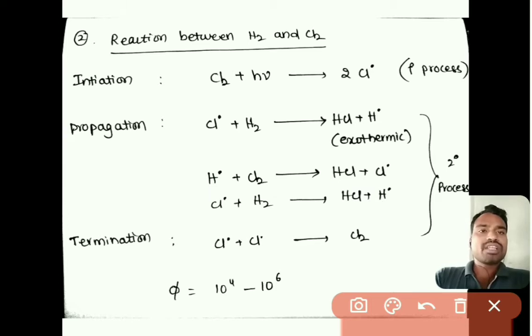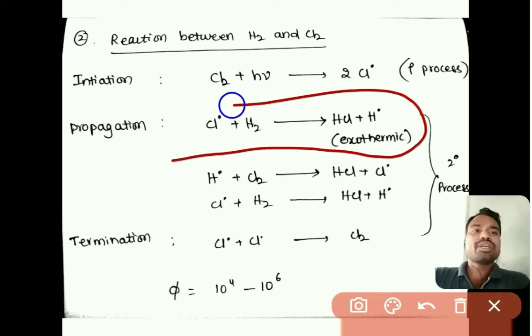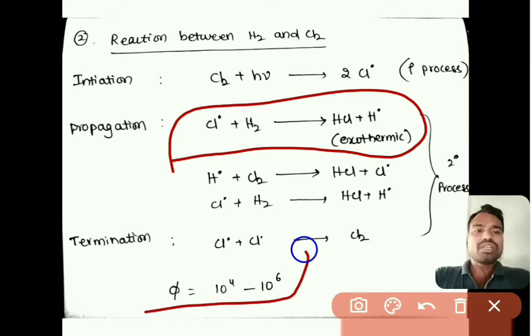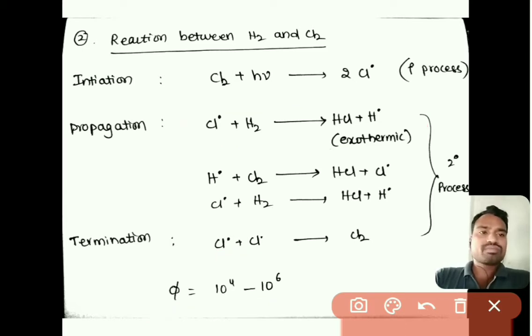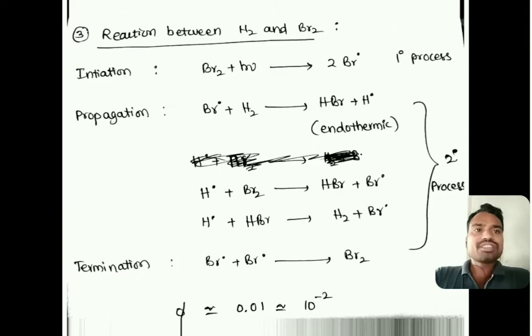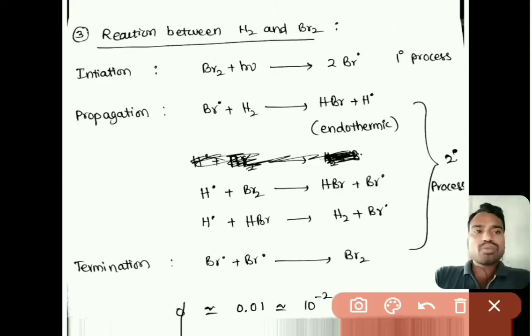This is the example for high quantum efficiency reactions. This is because of the exothermic reaction of the secondary process. Because of the exothermic reaction, some more reactant molecules are activated, so that a chain reaction is started. So that's why the quantum yield is very, very high, right? This is the example for high quantum efficiency. Next we'll see one example for low quantum efficiency.